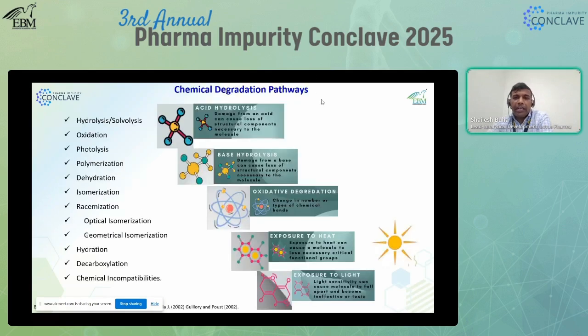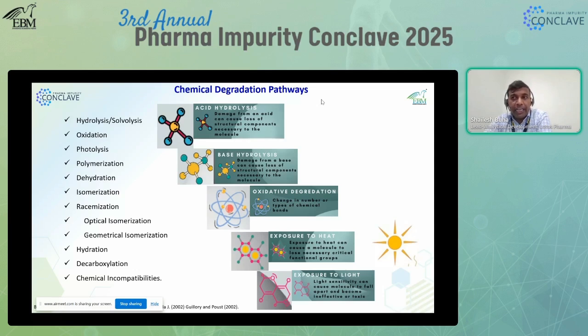When we look at the chemical degradation pathway, there are multiple subpaths. We generally know acid, base and peroxide, and we close there. But there are multiple other pathways which we sometimes miss. So hydrolysis, we always look at that, but we never look at solvolysis. That also happens in some of the molecules.